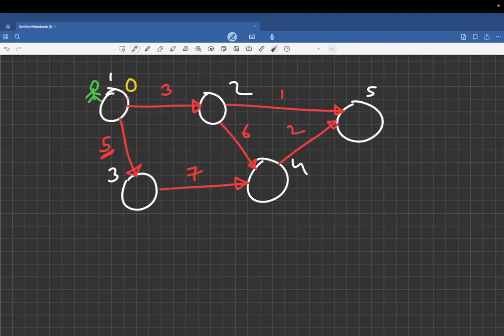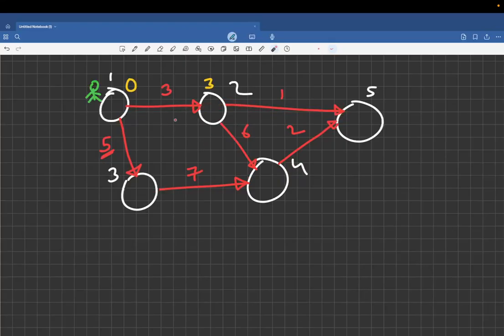Okay. Now from 1 to 2, what is the shortest distance? It is 3 only, right? So from 1 to 2, the shortest distance becomes 3. From 1 to 5, if I ask what is the shortest distance, there are multiple paths you can follow. You can follow 1 to 2, then 2 to 4, and then 4 to 5. This is one path. What is the other path you can follow? From 1 to 3, 3 to 4, and then 4 to 5. Or you can follow 1 to 2 and then 2 to 5.